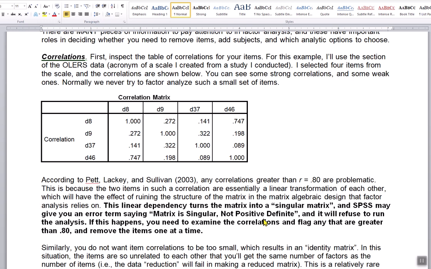And so the whole matrix sort of exploded. It didn't work. SPSS refused to run it. So that happens. You want to take out any of the items that are correlating above 0.80 with multiple other items.